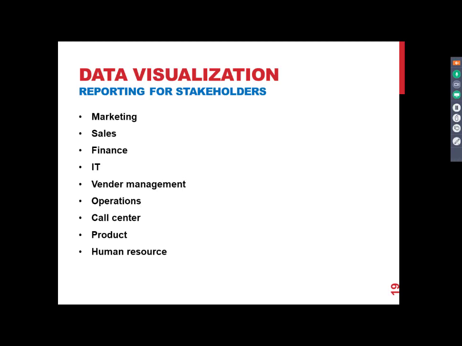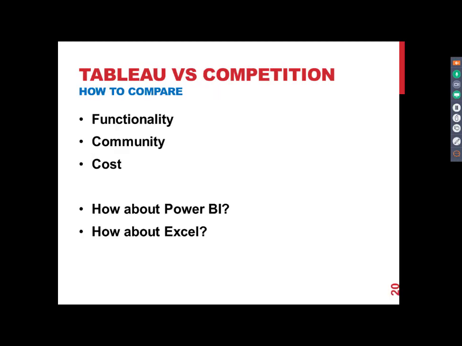So these are the stakeholders we may meet during the work. Basically, almost every department. So there's a comparison with competition. What to compare? Functionality-wise, it's hard to see the difference. The biggest difference is community. Whether this product has a user community or not. How big is the community? How active is the community? That's very differentiating.